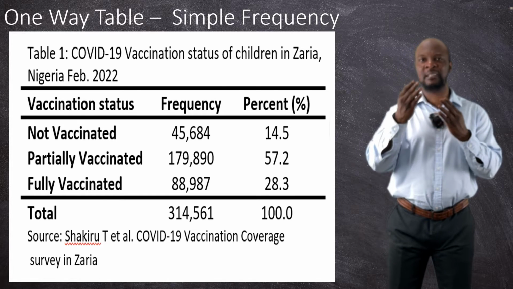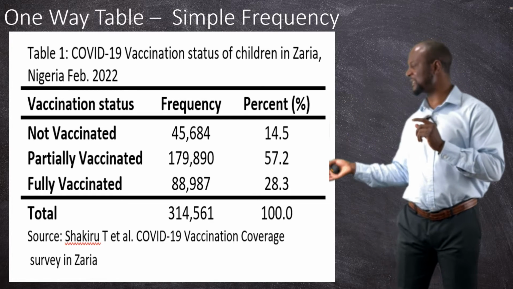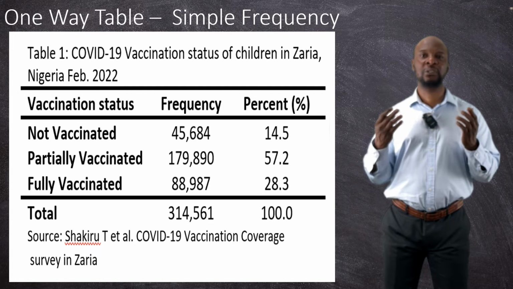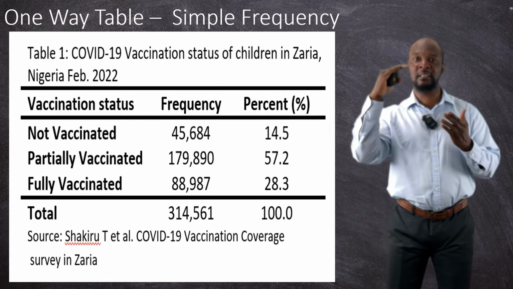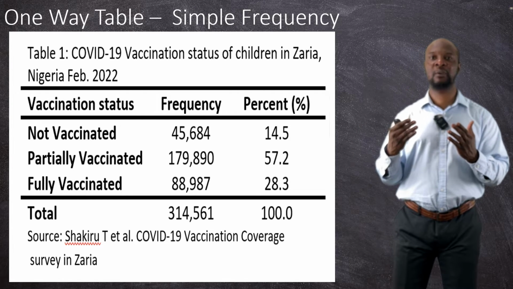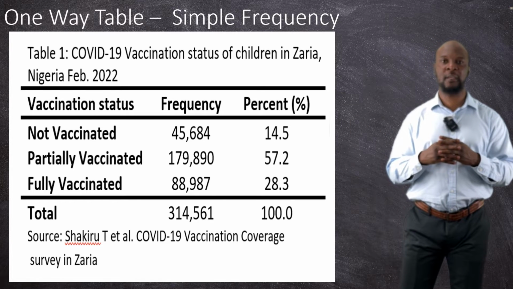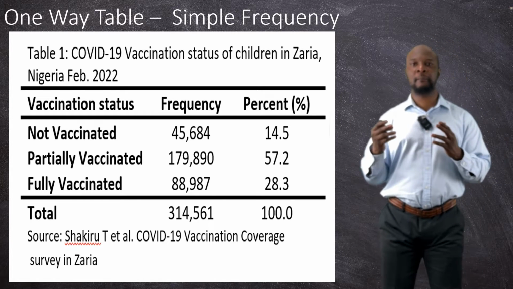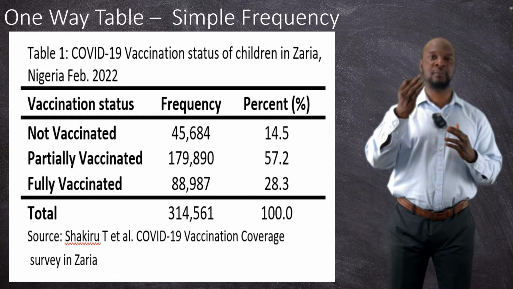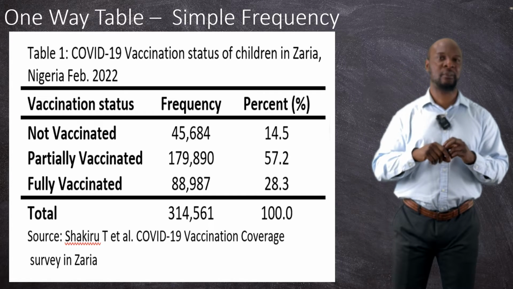So you can see vaccination status, the number of people that are not vaccinated, the ones that are partially vaccinated, and then the ones that are fully vaccinated. You can see it's going in that sequence: not vaccinated, partially vaccinated, and fully vaccinated. And you can see their frequencies, and finally you can see the percent. You can see also the source, the stubs, and the caption. I'm sure you can start to see all the different parts of a table here.